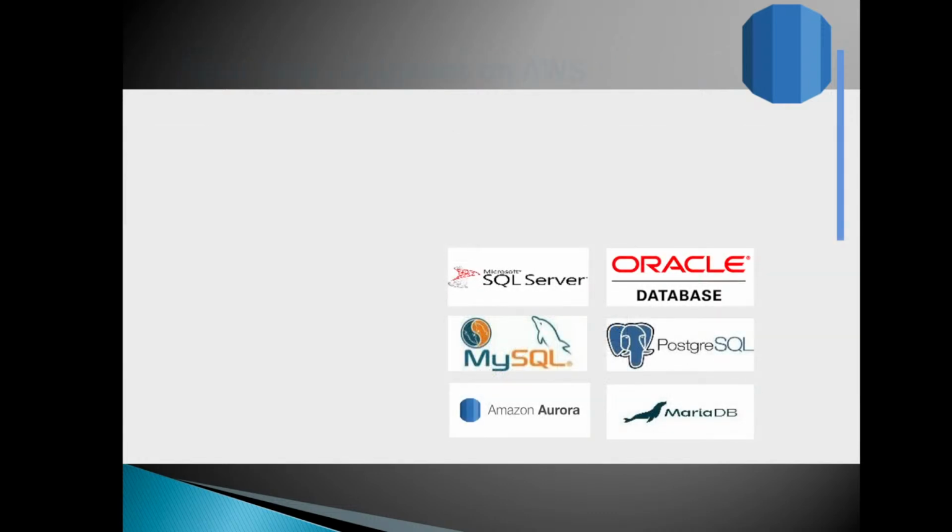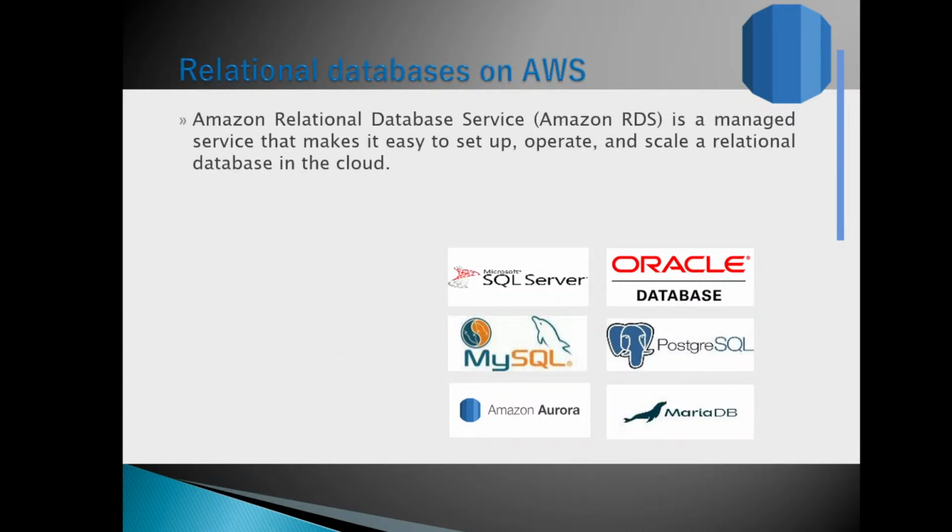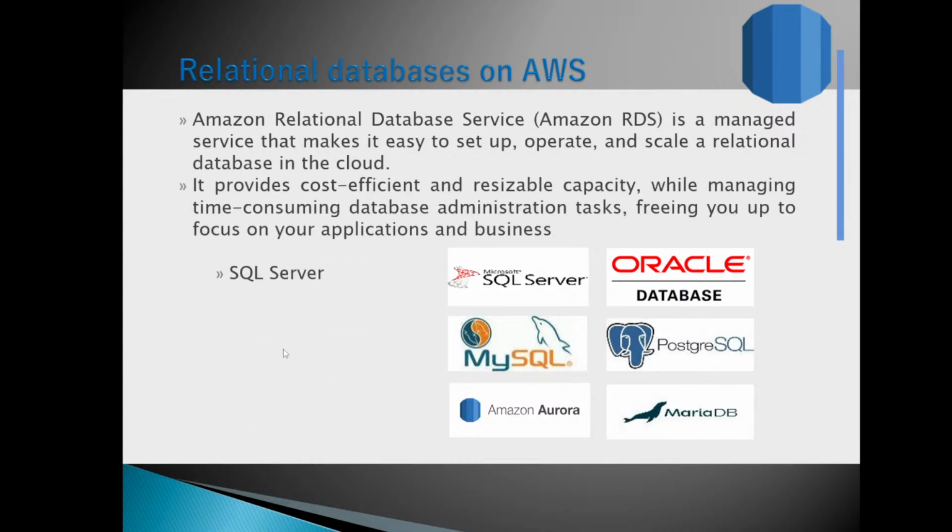In Amazon, we have nearly six types of relational database engines available out of the box, starting with MySQL Server, Oracle Database, SQL Server, Postgres, MariaDB, and Aurora provided by Amazon, AWS Aurora. So these are the out of the box database engines available in the cloud.